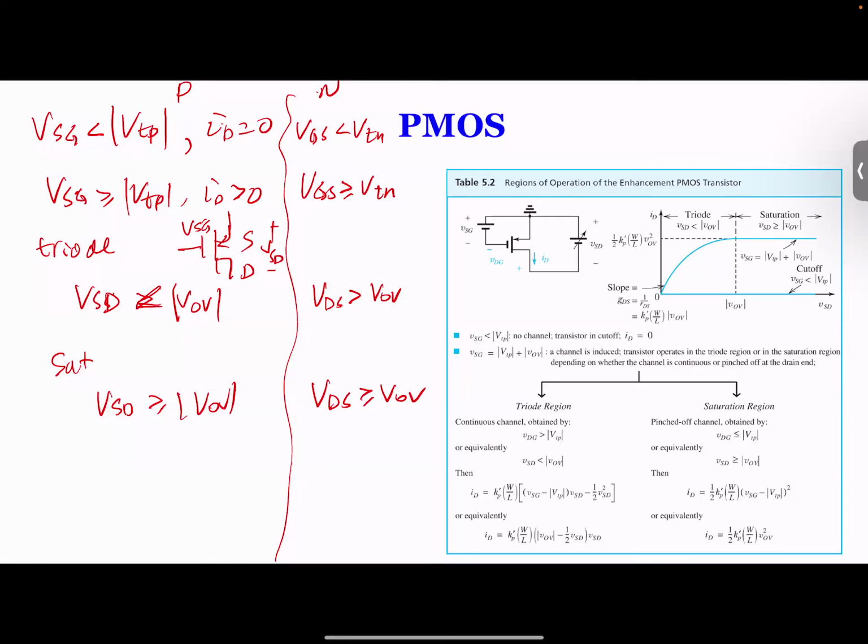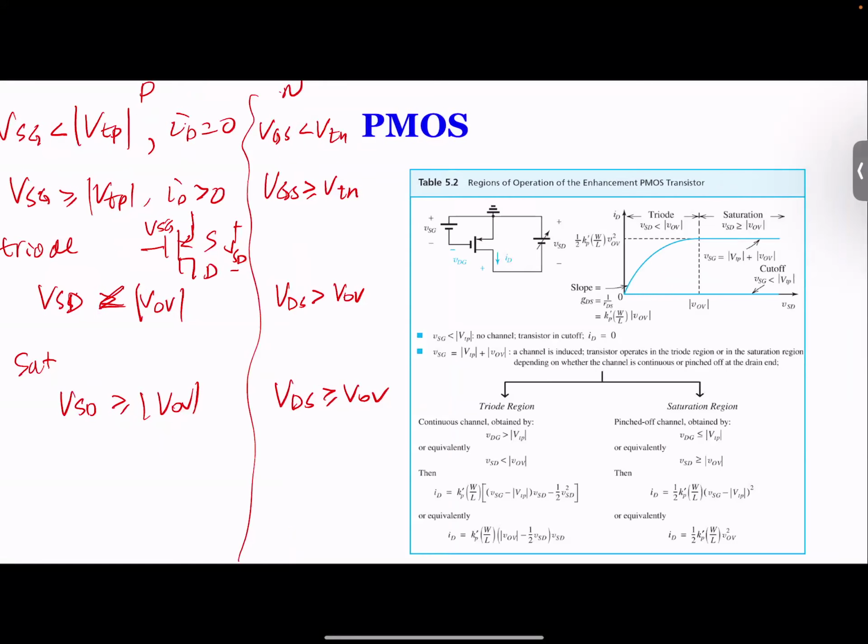And the current is exactly the same thing. So the equation is exactly the same. Simply replace K with KP. Everything is the same, in the triode region and saturation region. So these equations are the same. What I'm saying is that for p-type and n-type, these equations are the same, except that you're going to use absolute value, because this value itself is negative. VOV is negative, so therefore you have to use absolute value.